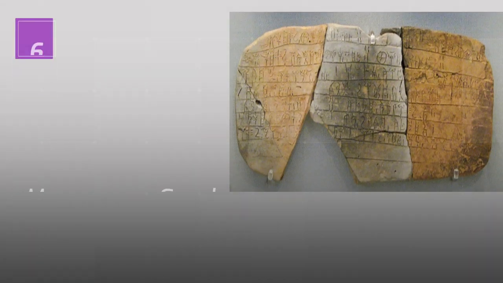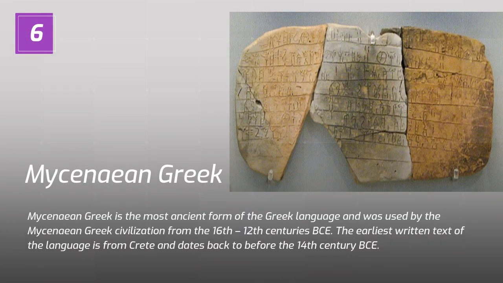Number 6. Mycenaean Greek. Mycenaean Greek is the most ancient form of the Greek language, and was used by the Mycenaean Greek civilization from the 16th to the 12th centuries BCE. The earliest written text of the language is from Crete, and dates back to before the 14th century BCE.